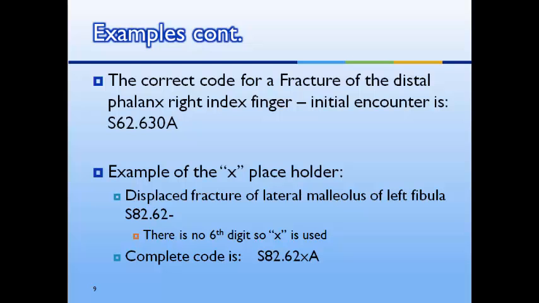Also remember that if you do not have a sixth digit in your injury code, you will need to use a placeholder so you can use the seventh digit. And here's an example. So S82.62, we need an X for the sixth character and then add the A. So you cannot add that seventh digit if there's only 5 characters without adding the placeholder.